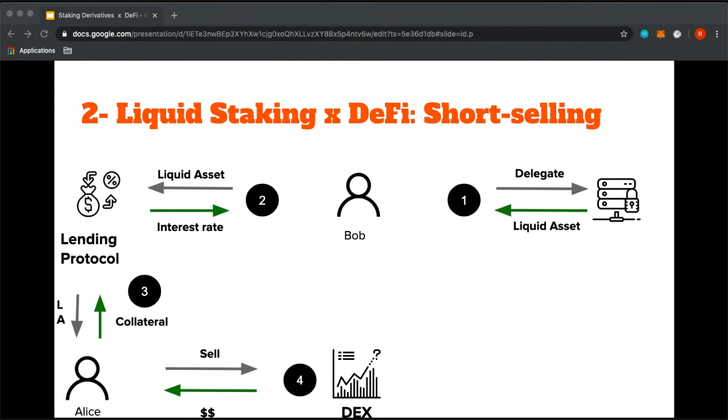putting liquid Matic in a lending protocol, getting an interest and a yield out of it, and then Alice, on the other hand, is going to be depositing CeeLo as a collateral, getting the liquid Matic, selling the liquid Matic on the market, maybe buying at the same time more CeeLo and depositing it as a collateral. So this way we end up with a position which is going to be leveraged somehow, short on Matic and long on CeeLo using the collateral.